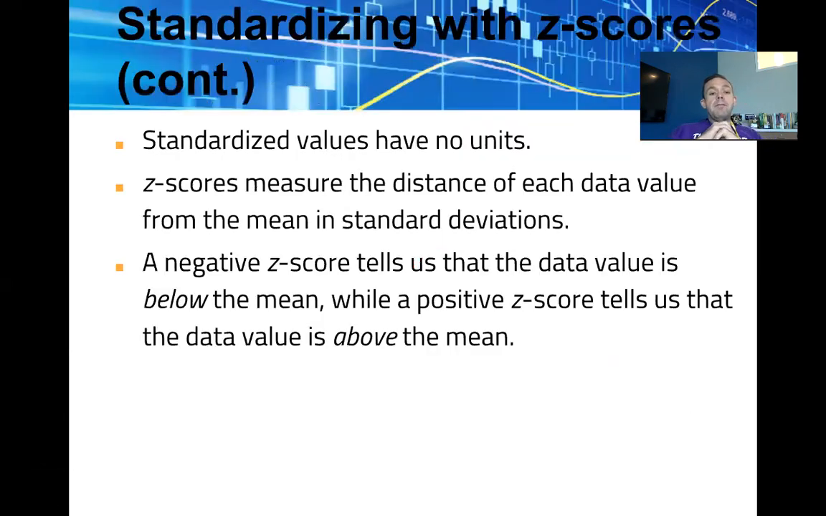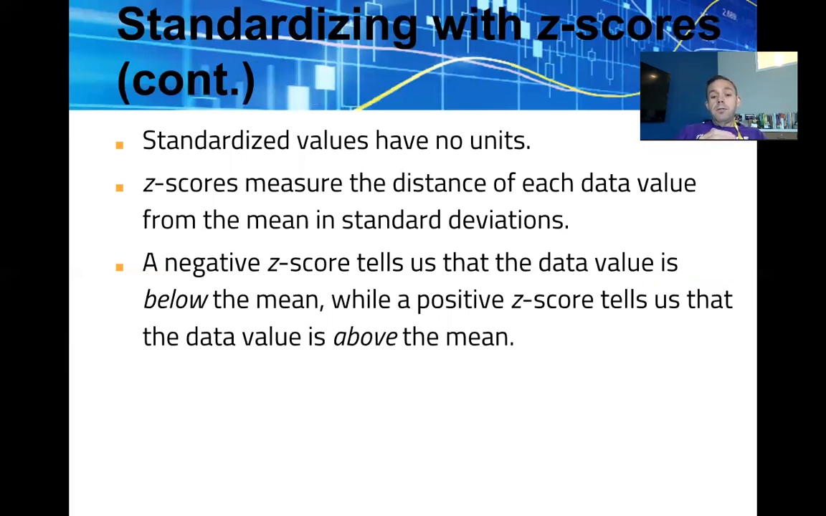So the cool thing about standardizing the data is that standardized values have no units. So that allows us to compare apples to oranges. When I have two different data sets, if I want to see how they relate to one another, the best way to do that is by standardizing because it gets rid of the units. Z-scores measure the distance of each data value from the mean in units of standard deviations. So that's very much like a ruler.